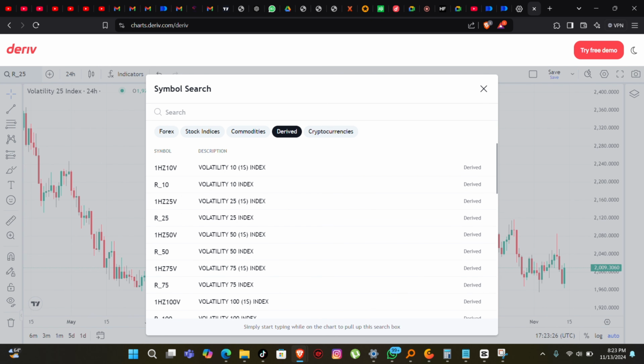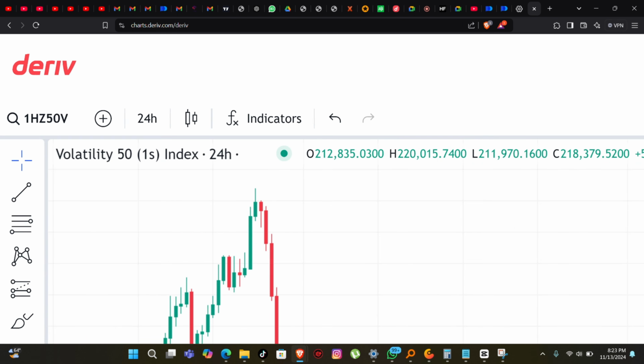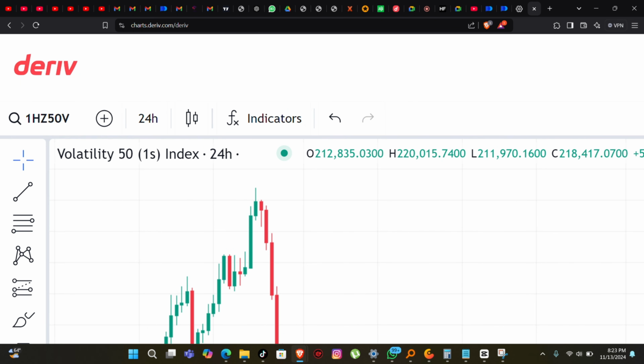Anyway, so assuming we wanted to trade Volatility 50 1S, you can either do that or use this symbol. So the symbol for Volatility 50 1S is 1HZ50V. So you just click on it, and then the chart of Volatility 50 appears. You can confirm that just slightly below, it tells you there. Before it was Volatility 25, now it has changed to Volatility 50 1S, plus the symbol itself on top there.